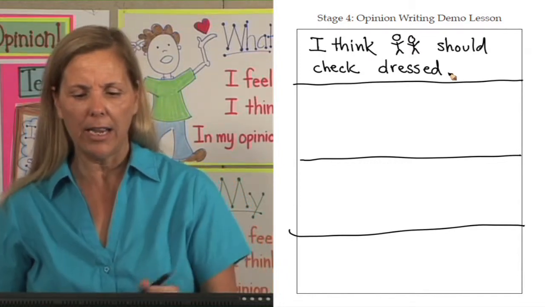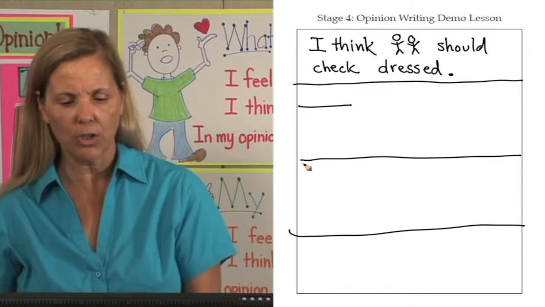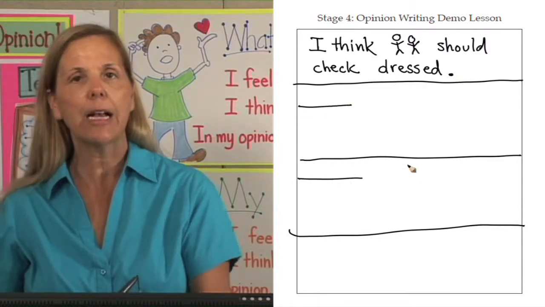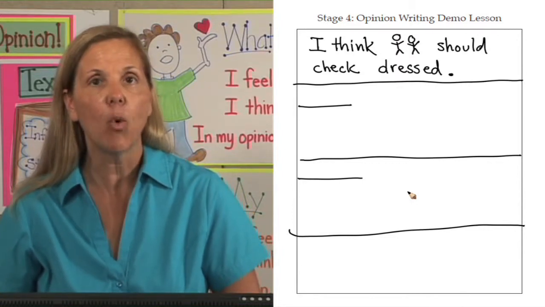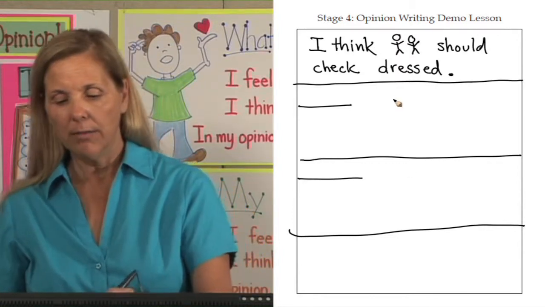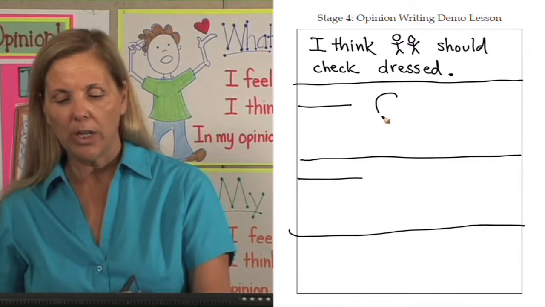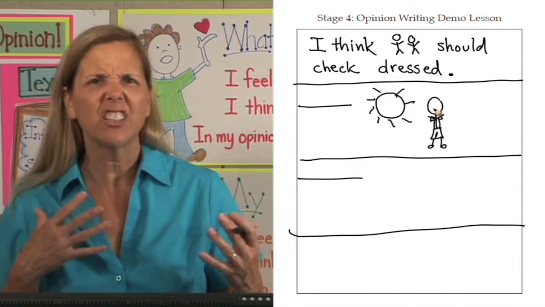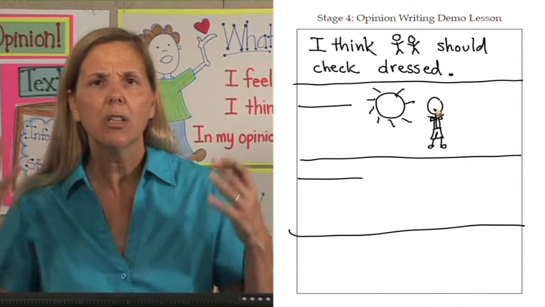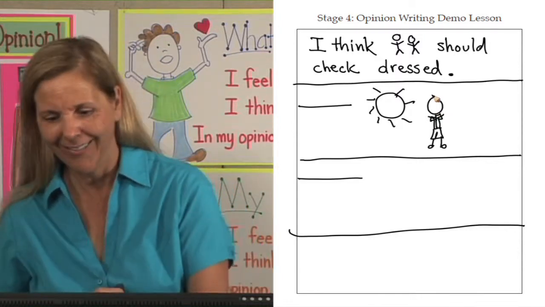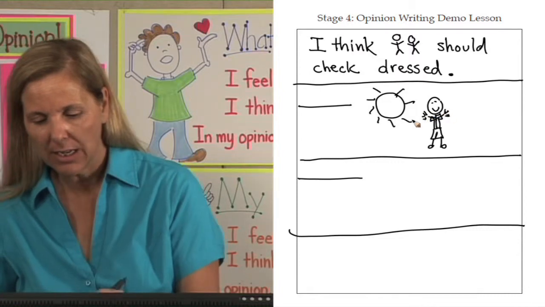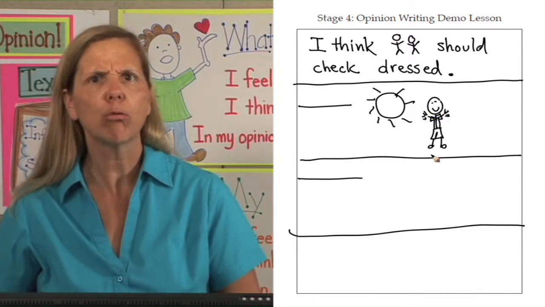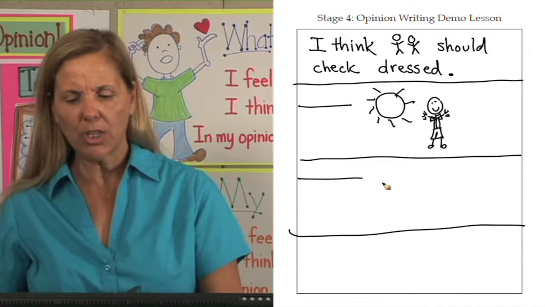So let's go and draw 2 lines for our starter words. And let's back up. What are our reasons why they need to check the weather before getting dressed? Well, let's see. If it's really hot, they're going to want to wear just short sleeves and shorts so they don't melt. Okay? So let's draw a picture of short sleeves and shorts so they won't sweat. Let's go to the next one.